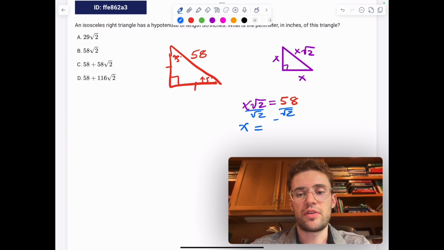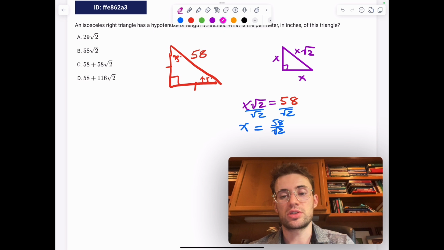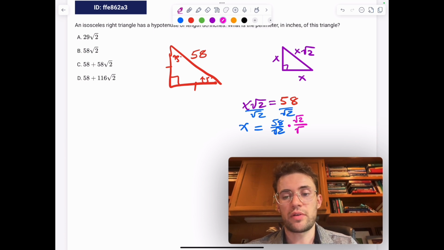So x is equal to 58 over root 2. Now, if you want to put that in simplest radical form, you want to get the radical out of the denominator, so you can call that rationalizing the denominator. And you can multiply by a form of 1. So anything divided by itself is 1. We could do the square root of 2 divided by the square root of 2.